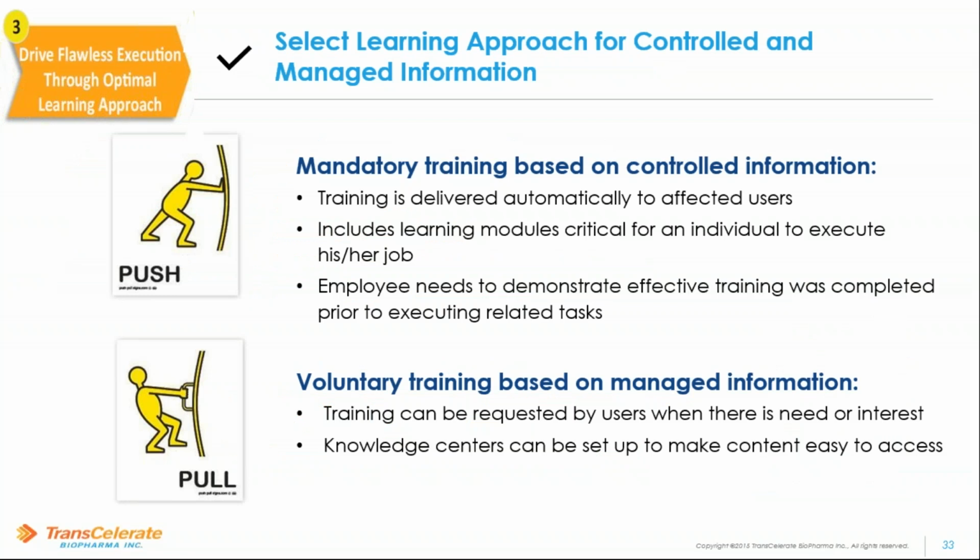In this slide, we demonstrate how mandatory training on controlled documentation is pushed to the user through automatic delivery. Mandatory training includes learning modules that are considered critical for job execution. This type of training requires the user to demonstrate effective training prior to executing job-related tasks. We also see how voluntary training on managed information is pulled by the user from knowledge centers or other shared areas. Voluntary training can be requested by users when there's a need or interest. Next slide.